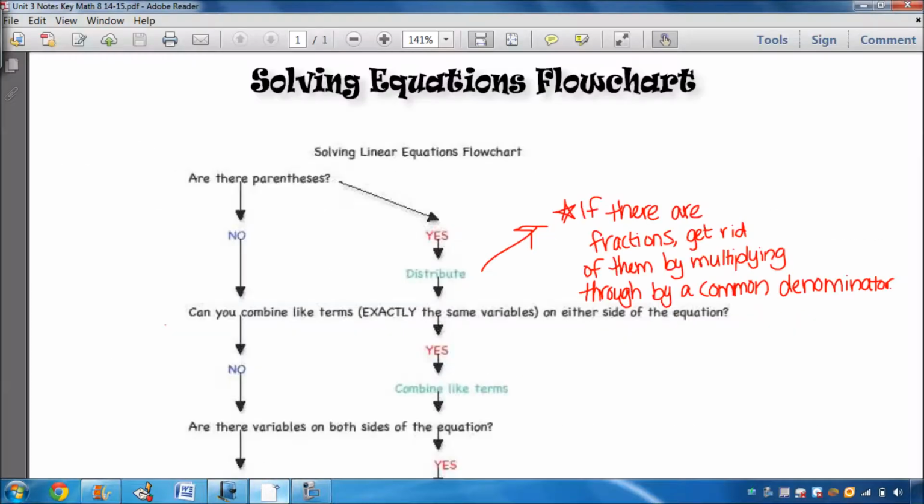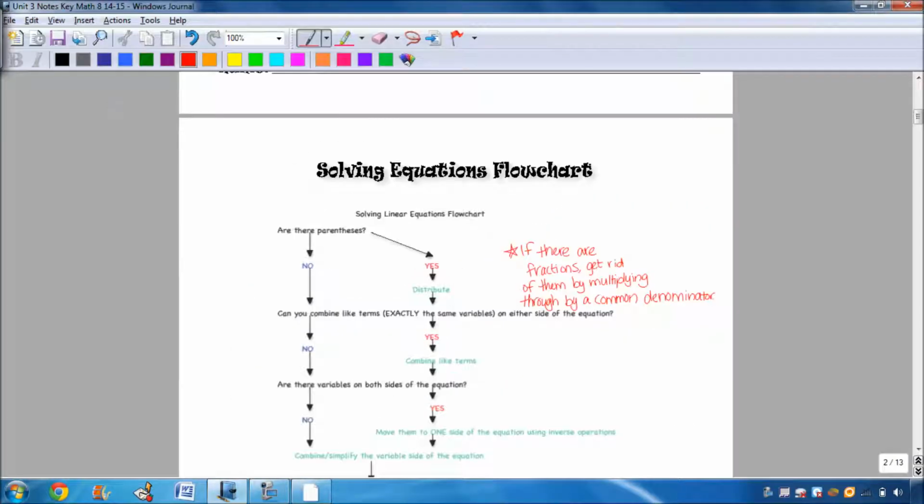So page 2 of your notes looks like this right here. All right, so I want to go through this flow chart with you, but first thing I want you to do is, if you notice this piece of advice right here, it's not really a piece of advice, it's something you really need to do. Please add this onto your paper. It says, if there are fractions, get rid of them by multiplying through by a common denominator. Again, if you need to press pause to get this written down, make sure you do so before you listen to some of the stuff that I'm going to tell you.